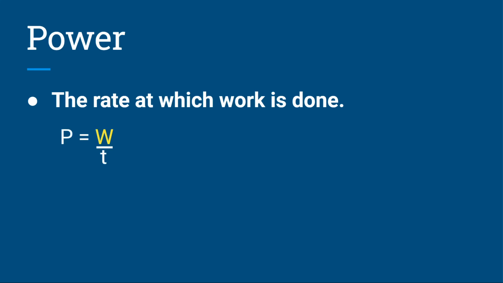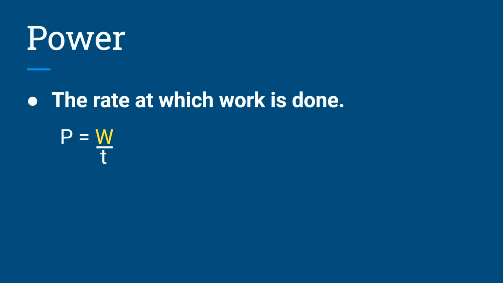The formula is power equals work divided by time. That's what it means when we say the rate at which work is done. It's how much work do we do per second, or per whatever unit of time. Typically it is seconds though. And so I have work divided by time.